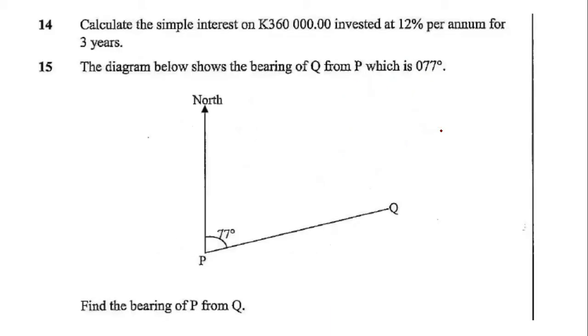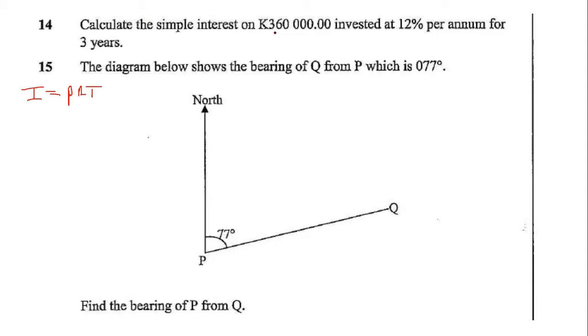So we go to question 14. Calculate the simple interest on 360,000 invested at 12% per annum for 3 years. All right, so now here, what you are going to do is write the formula. So you know that interest is given by the formula principal times rate times the time. Principal times rate times time.